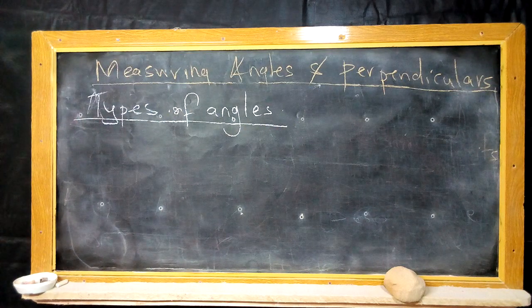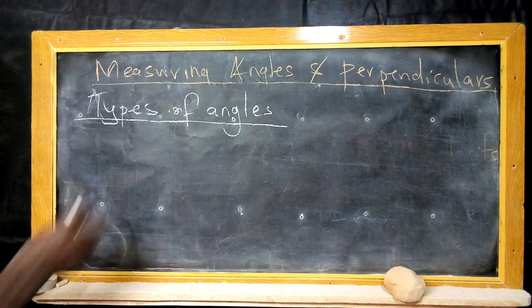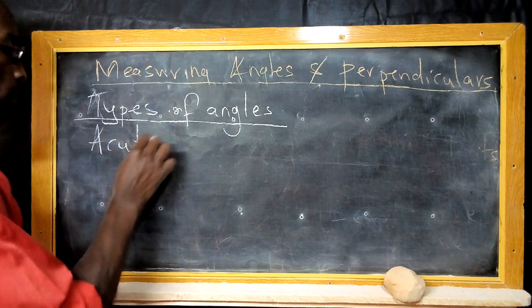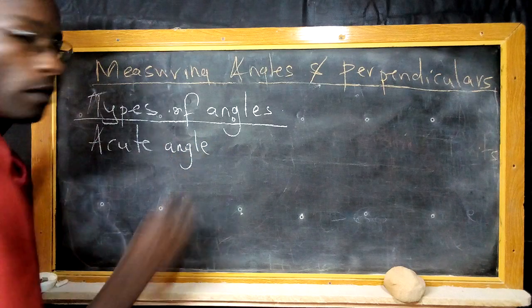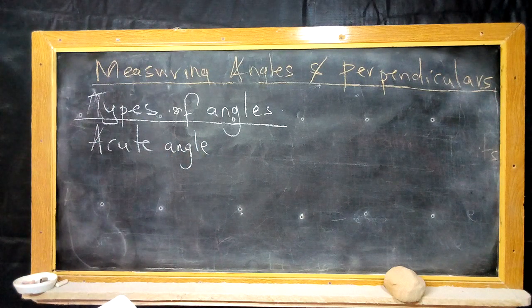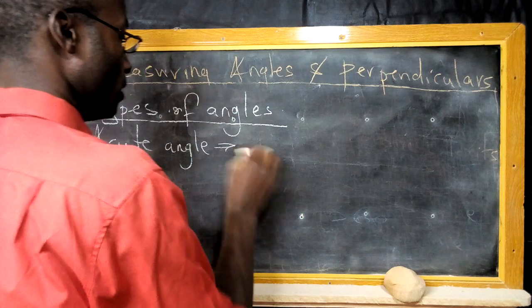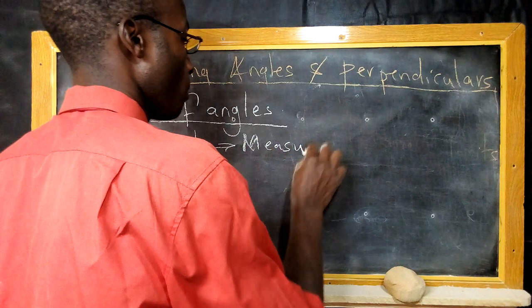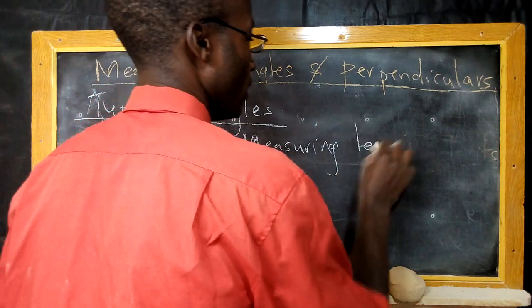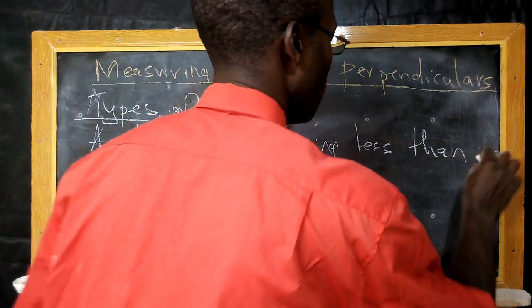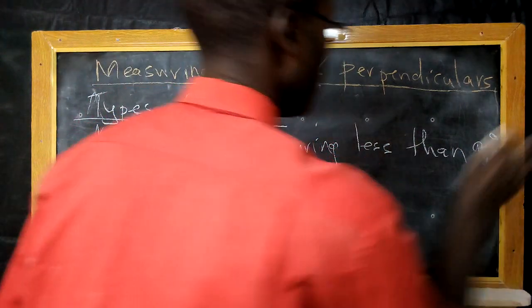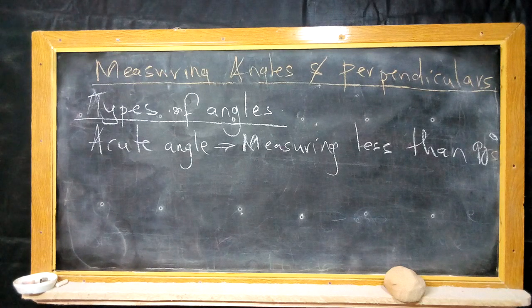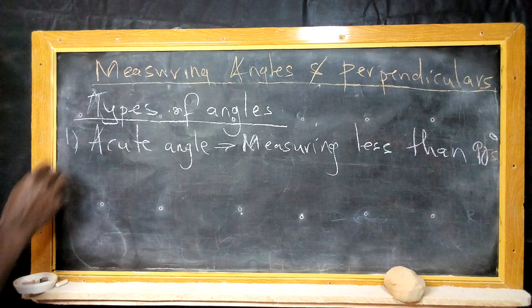So we're just going to look at a few because there are a range of them. The first one is known as an acute angle. An acute angle is an angle that measures less than 90 degrees. So when we mention during our discussions that this is an acute angle, we'll have an idea what an acute angle is.